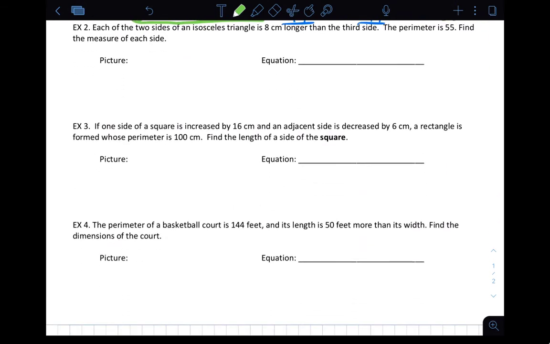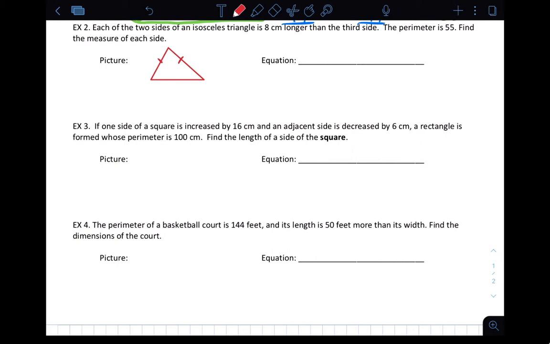Each of the two sides of an isosceles triangle is 8 centimeters longer than the third side. The perimeter is 55. Find the measures of each side. So I'm going to go ahead and draw a picture of this isosceles triangle. An isosceles triangle means that you have two sides that are the same length. So I put these little hash marks to represent those are the two sides I want to be the same length, even though my triangle doesn't look like that.